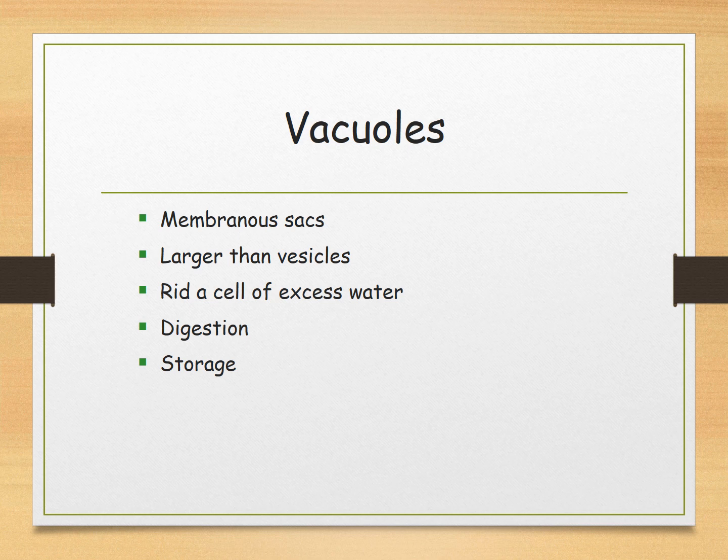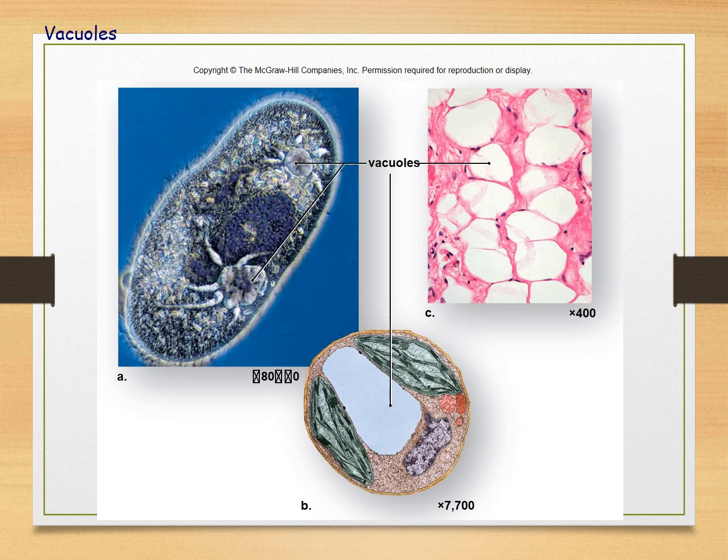Vacuoles are membranous sacs. They're a little bit larger than vesicles, but they also act as storage containers. In some protozoa, they can help the cell get rid of excess water. They can also function in digestion and storage. Here you can see the central vacuole found in image B of a plant, a vacuole to help get rid of excess water as shown in diagram A, and a storage vacuole in diagram C.